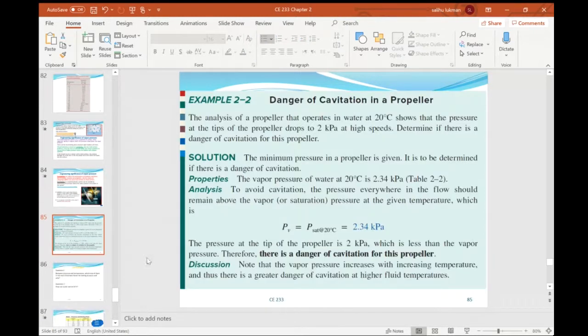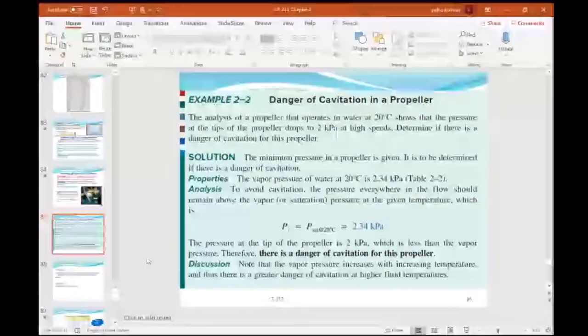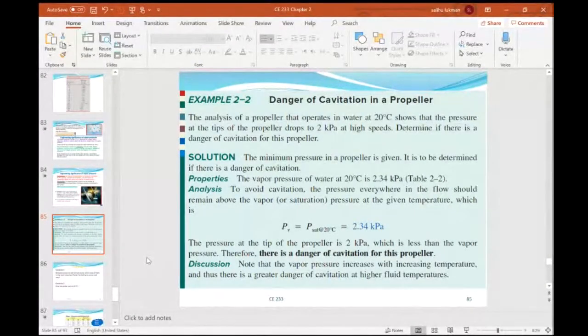So, danger of cavitation in a propeller. This is similar to what I explained before. The analysis of a propeller that operates in water at 20 degrees shows that the pressure at the tips of the propeller drops to 2 kilopascal at high speeds. Determine if there is a danger of cavitation for this propeller. The minimum pressure in the propeller is given, and it is to be determined if there is danger.